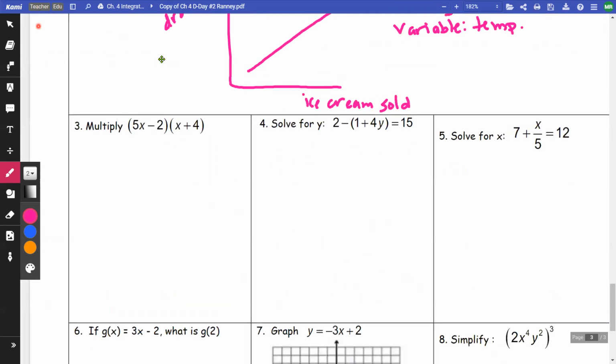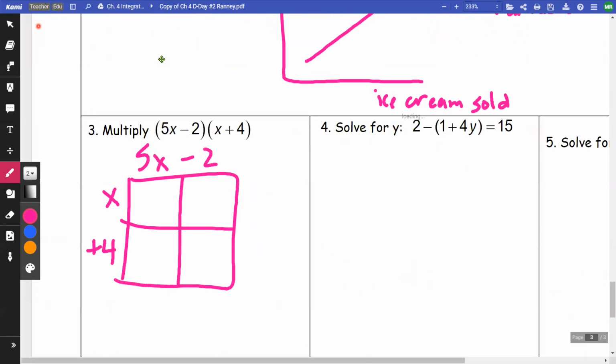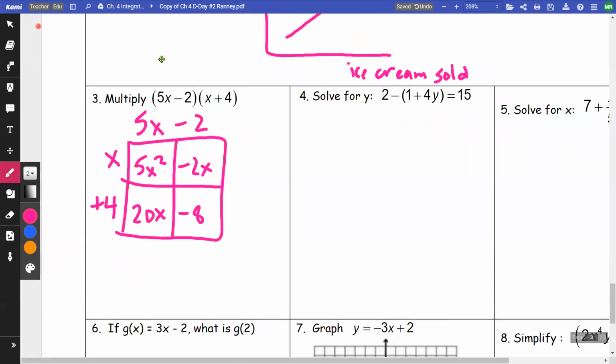Okay, on this, I am going to multiply this out. 5x minus 2, x plus 4. So this is going to be 5x squared negative 2x. 4 times 5x is 20x. 4 times negative 2 is a negative 8. And you don't just leave it like that. You have to combine like terms. So you're going to give me 5x squared. My 20x and my negative 2x make an 18x minus 8. That is going to be your answer.